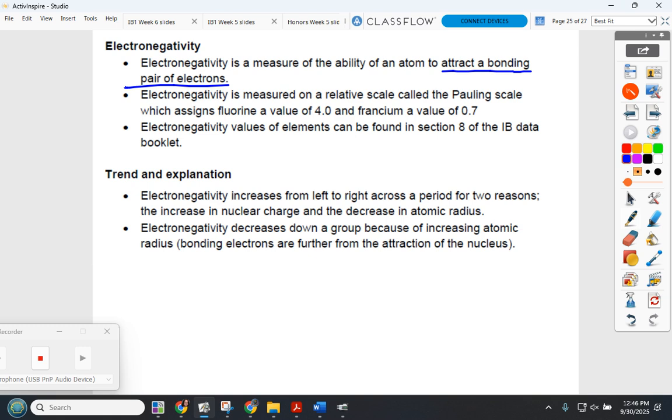Okay. Typically, we are measuring this on the Pauling scale. It goes up to 4. You can find this in your data booklet. And the reasons for the trends in electronegativity are exactly the same as the reasons for the trends in ionization energy. Okay, it's stronger Coulombic forces going across, weaker Coulombic forces going down.